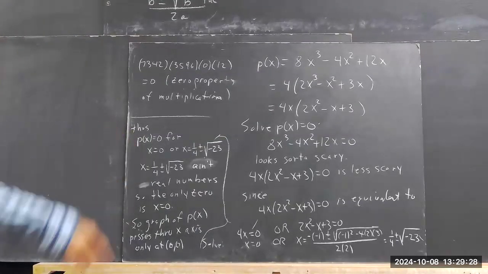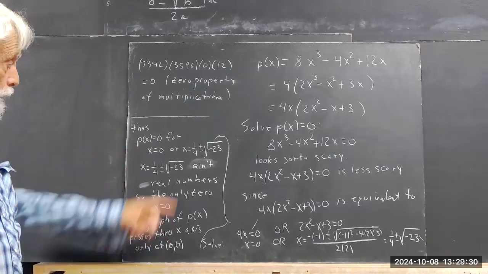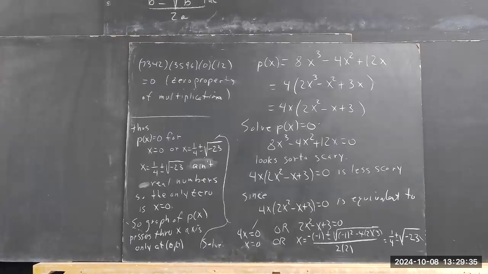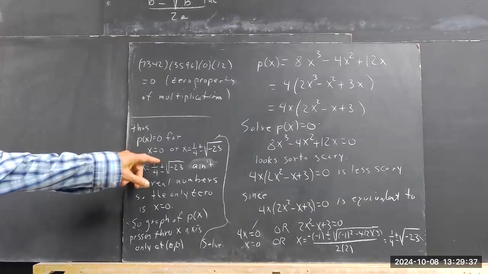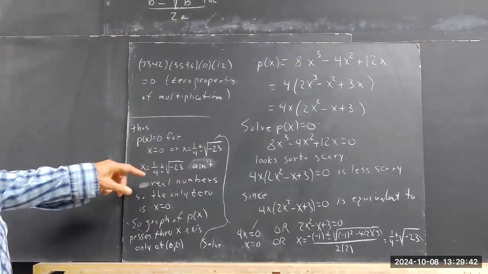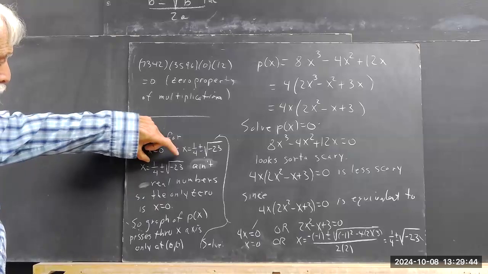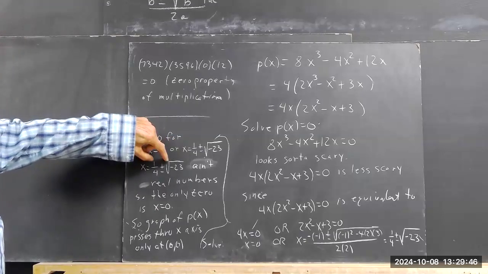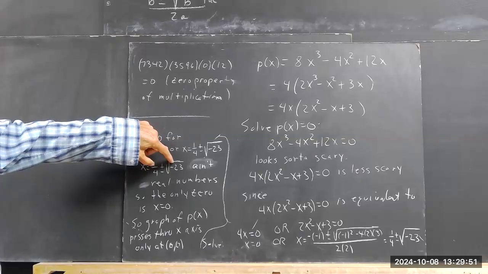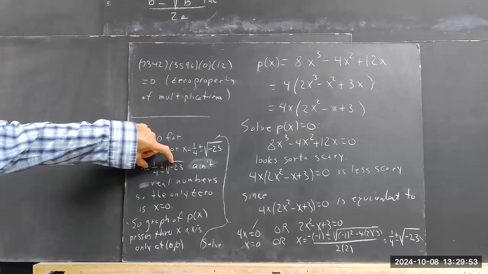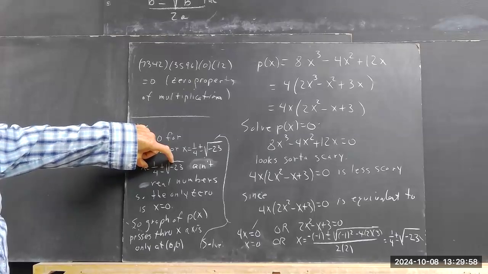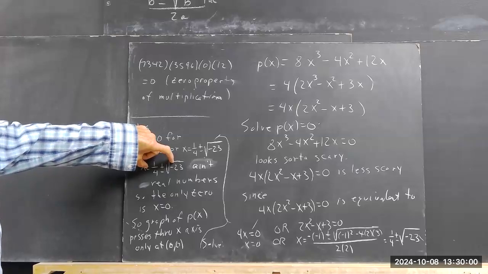So we say that p of x equals 0 for x equals 0, or for x equals 1/4 plus or minus the square root of negative 23. X equals 1/4 plus or minus the square root of negative 23 are not real numbers. Now, why do I say these aren't real numbers? Because there are two numbers here, right? 1/4 plus the square root of negative 23 and 1/4 minus the square root of negative 23. Now, those are important numbers, but they're not helpful, at least not at the level of this course, for figuring out what the graph looks like.